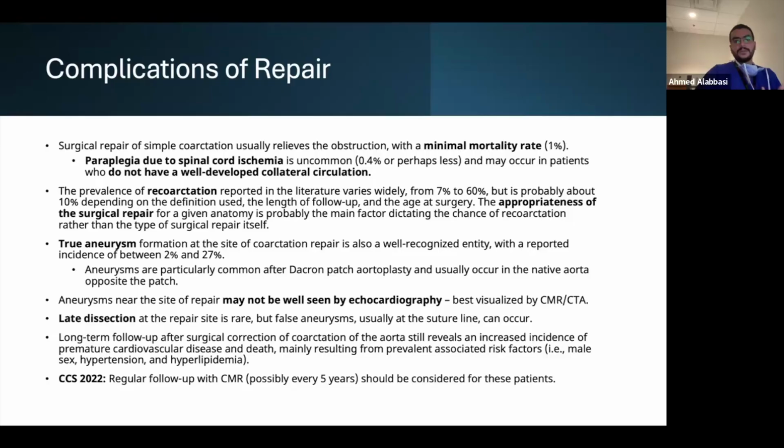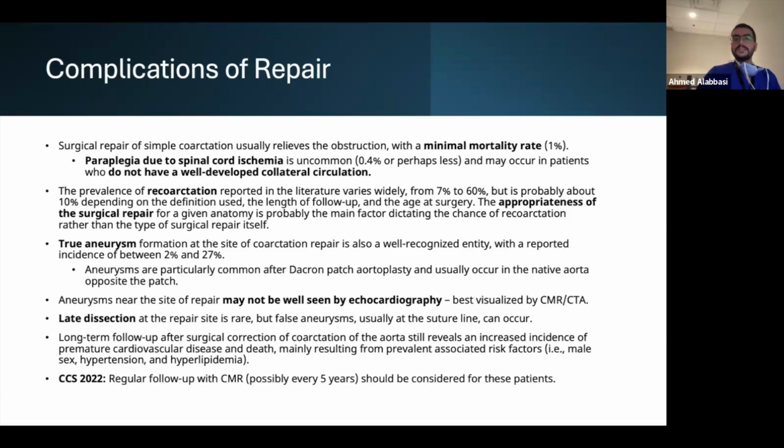The surgical repair is great at relieving the obstruction, and there's usually a minimum mortality rate of around 1%. You can get certain complications such as paraplegia, especially if you do not have a well-developed collateral circulation, and this may occur in the setting of spinal cord ischemia.